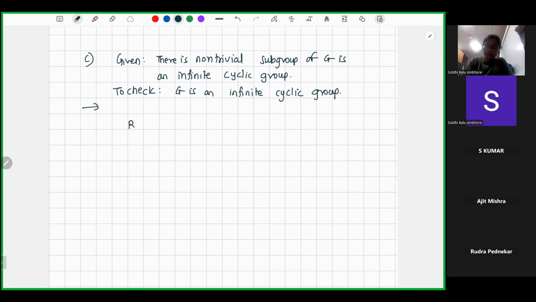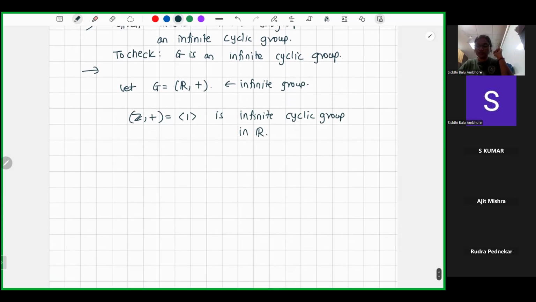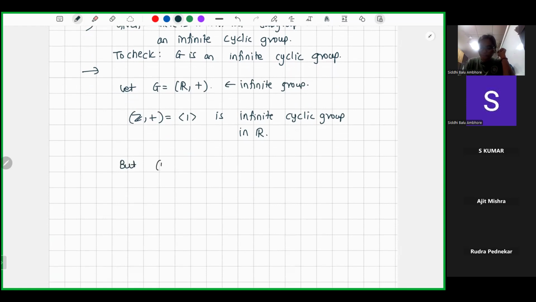We can take this, okay? So let G be equal to R plus. This is an infinite group, okay? And this Z plus is an infinite cyclic group in R, if you understand this. Is this okay? But R plus is not a cyclic group. I hope you all understand that R plus is not a cyclic group. Z plus is a cyclic group generated by 1. R under addition is not a cyclic group.